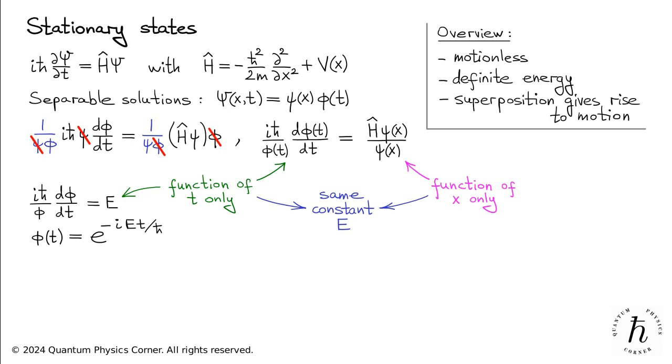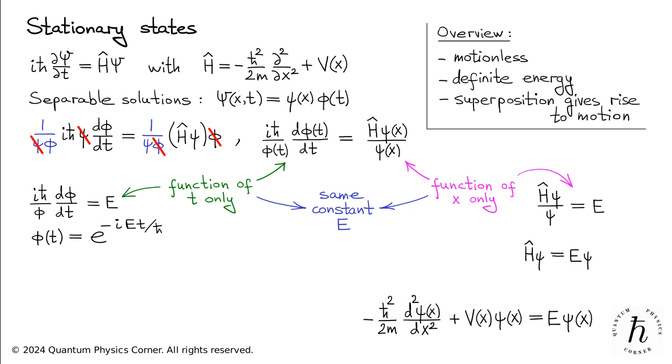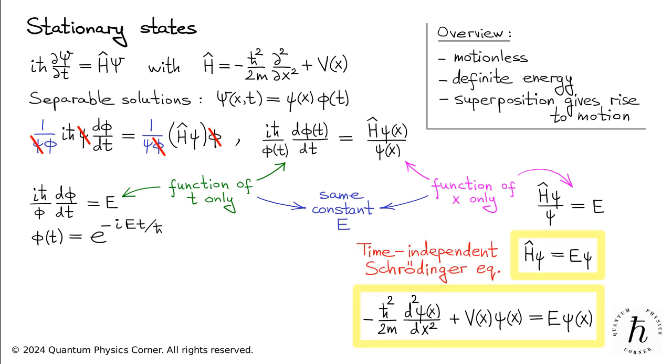Now, let's focus on the right-hand side of the Schrödinger equation. The condition that it must equal the same constant E leads to this equation. Alternatively, by multiplying both sides by lowercase psi, we can express the equation like this. Or, by substituting the explicit form of the Hamiltonian, we obtain the following equation for the function psi of x. This equation, known as the time-independent Schrödinger equation, holds special significance in quantum mechanics. We will explore this equation and make plenty of use of it later on in this course.